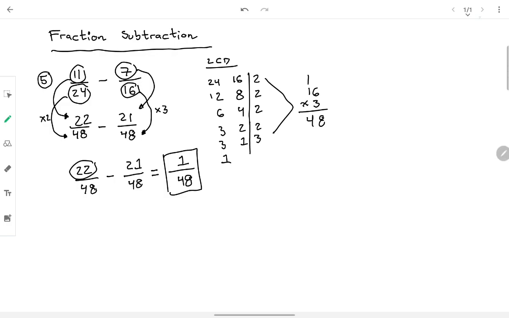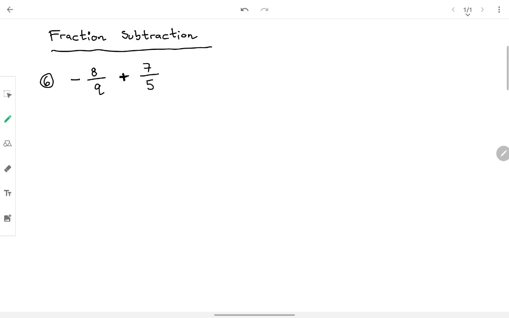Let's see another example. In this case, we have first the negative fraction and then the positive fraction. Don't worry, it's the same process. We can do it as always. We need to look for the least common denominator, in this case of 9 and 5. We can start with 3. We will get 3, 1, and for 5, we will get 1. So in this case, the least common denominator is 45. So we need to transform these fractions to 45s.